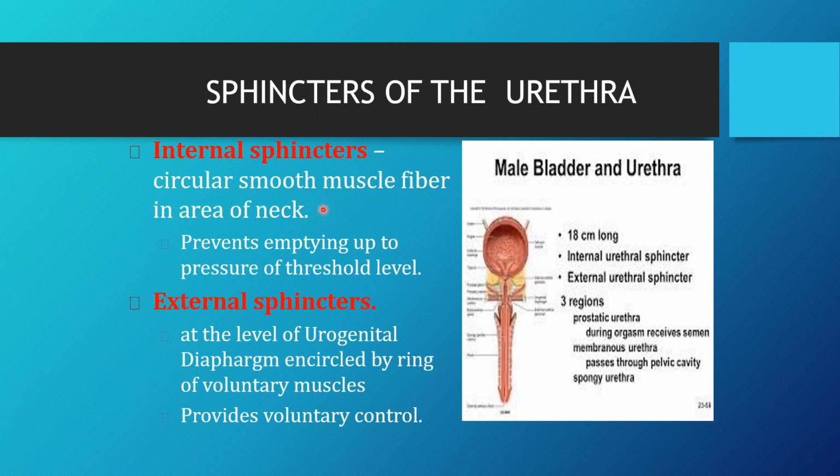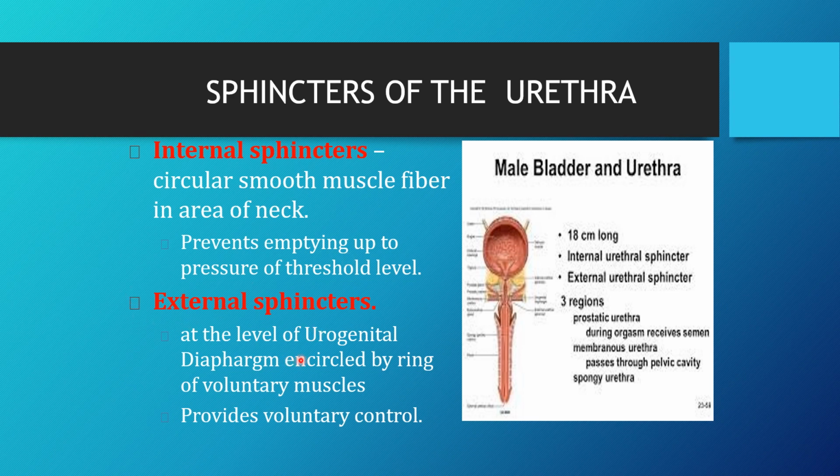The internal sphincter consists of circular smooth muscle fibers in the area of the neck. It prevents emptying up to the pressure of the threshold level. When the threshold level is reached, only then does the stimulus for micturition come. Until that time, the internal sphincter prevents emptying of the bladder.